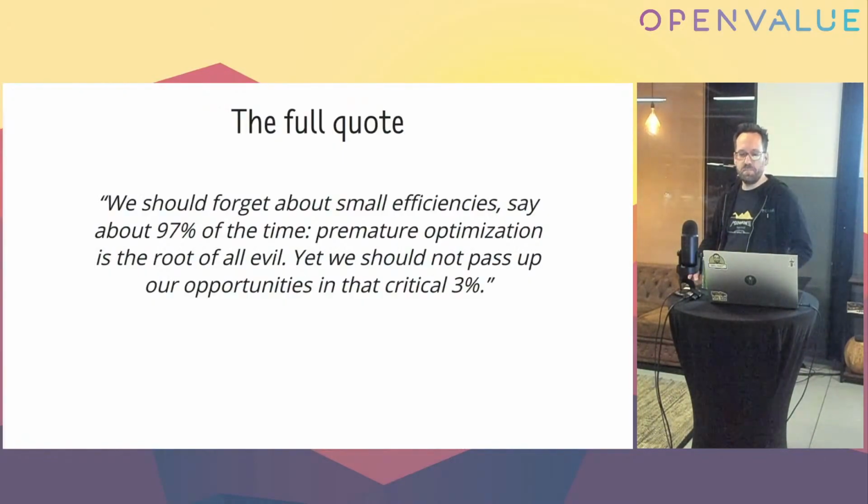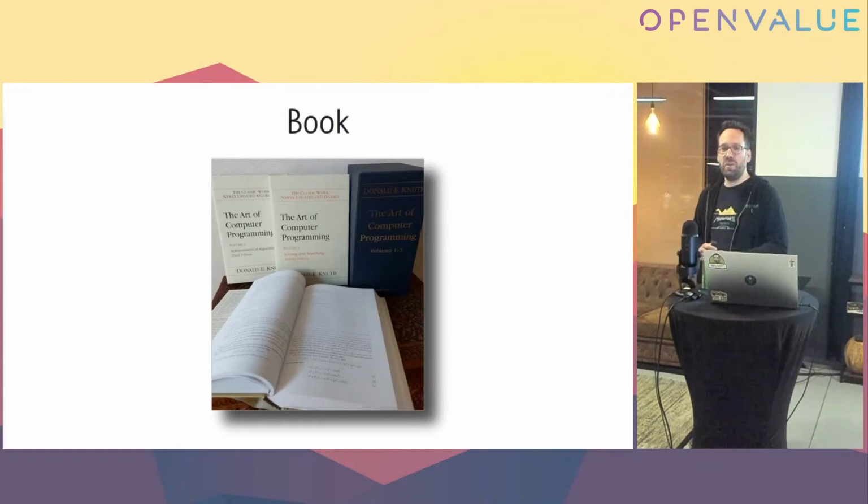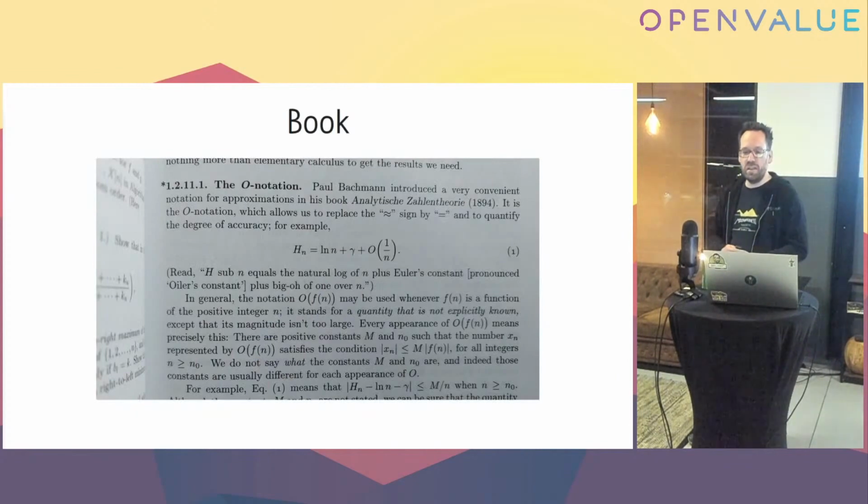The full quote is this. He says, 97% of the time optimization is premature, but in those 3% we should really take a look at it. And that is something that people who use that quote often conveniently forget about. Finally, he's famous for writing a book. I have it on my shelf, never read it, but I can say that I have it at least. And he introduces in his book something called the big O notation.